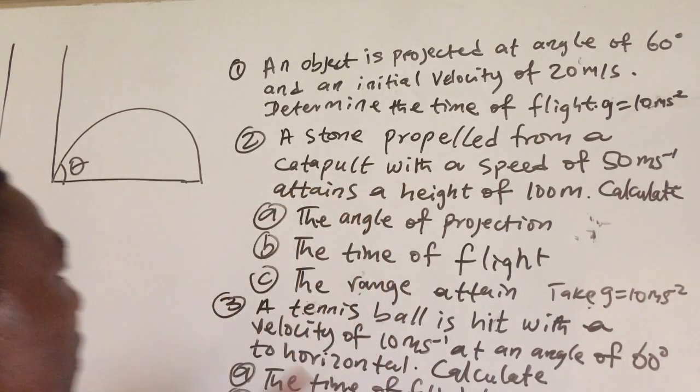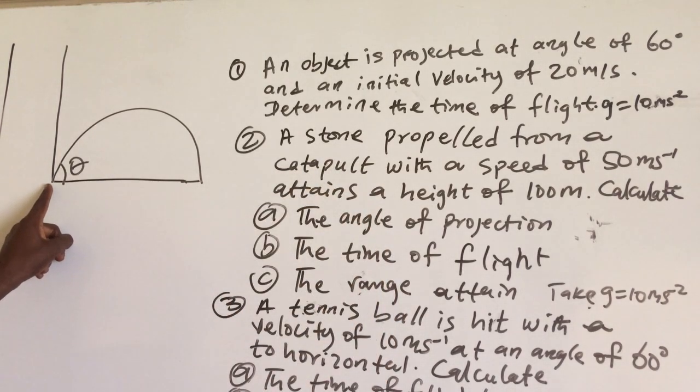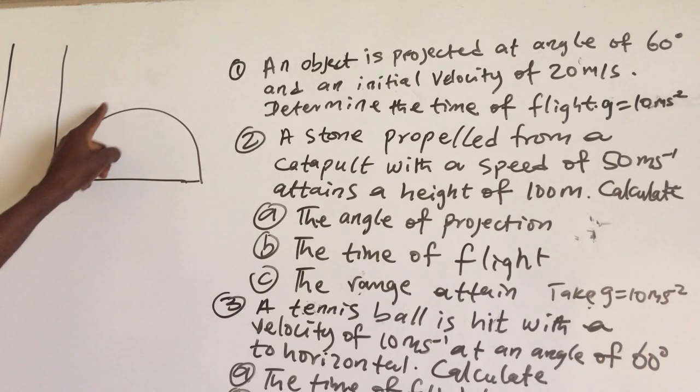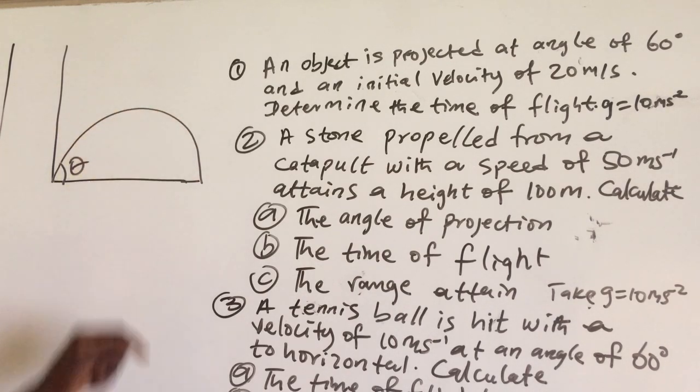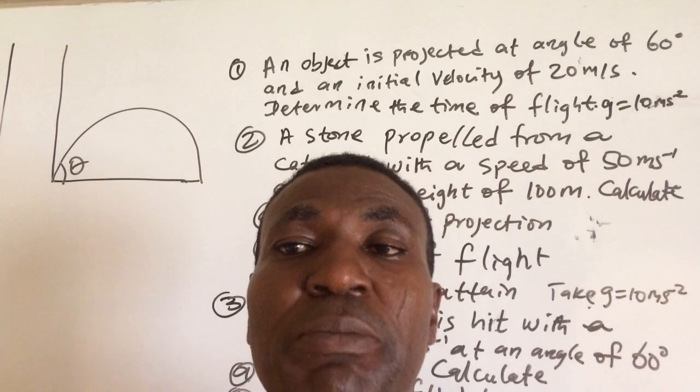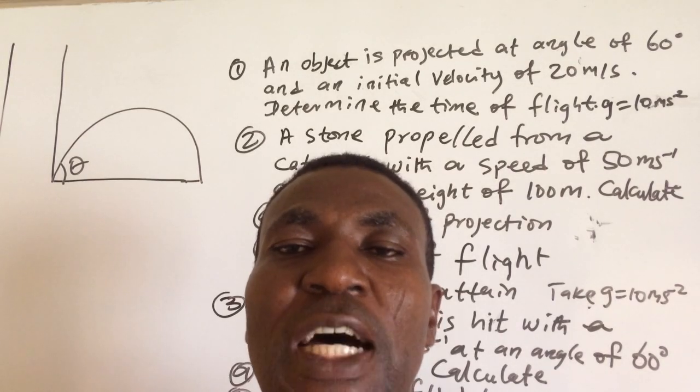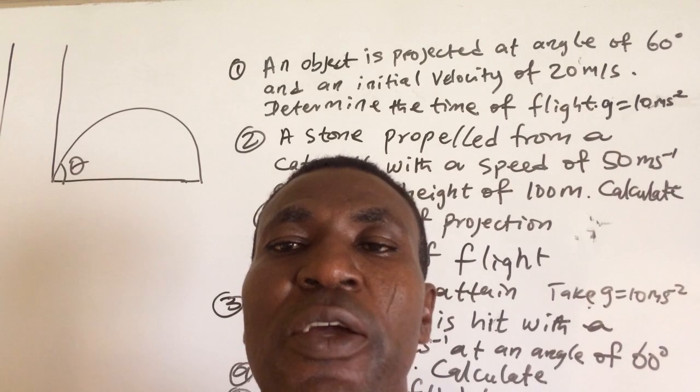Look at the board now. This is the example. This is the movement of projectile. It moves in a curved direction. Okay. We will treat many questions under the projectile question.